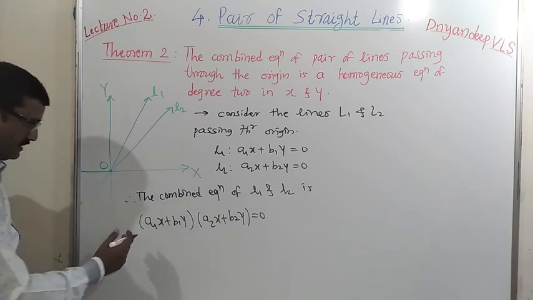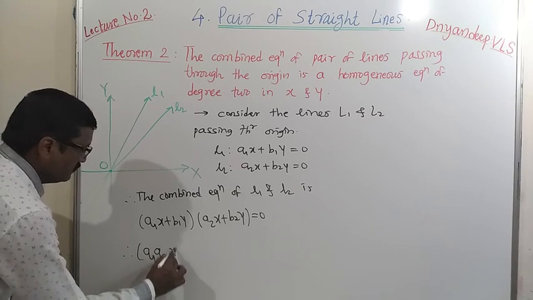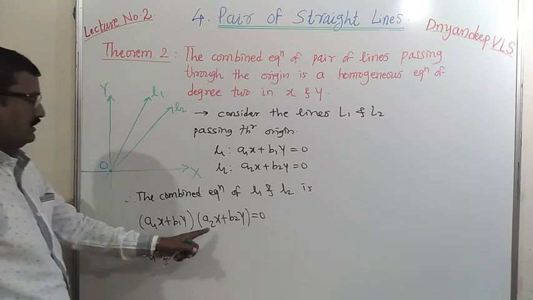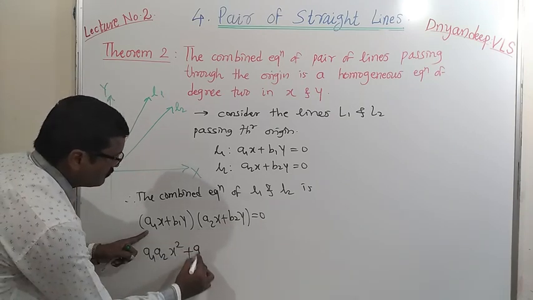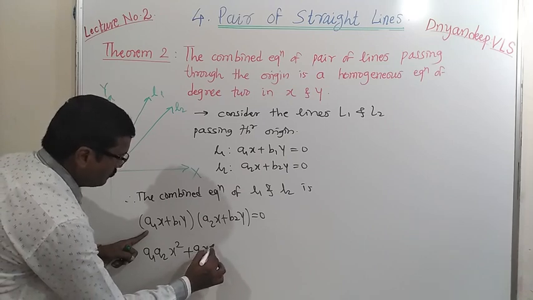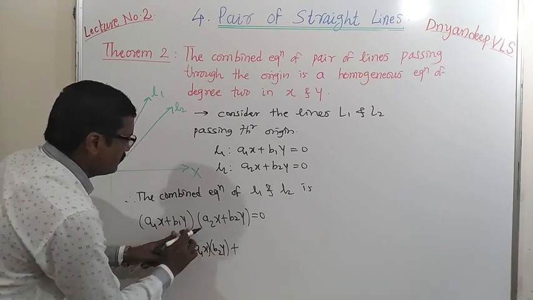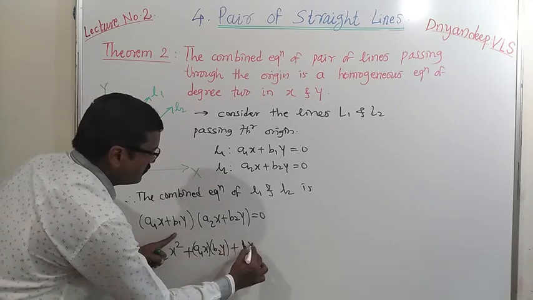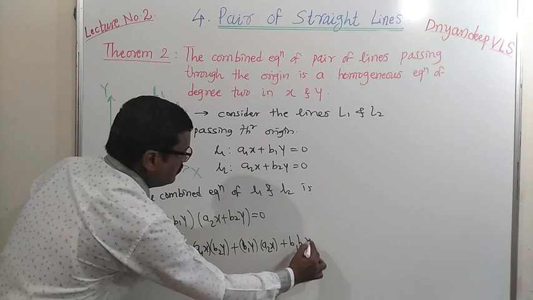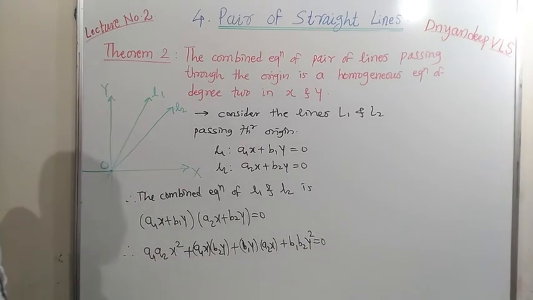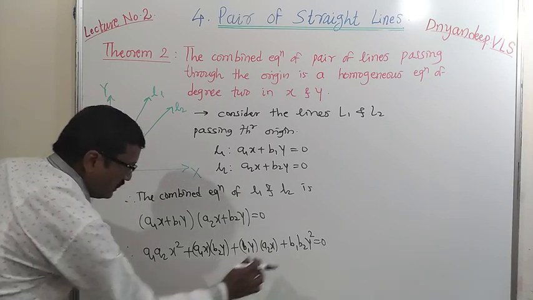Okay, that is the combined equation. Take the product here: a1 a2 x square, plus a1 x into b2 y, plus b1 y into a2 x, plus b1 b2 y square equal to 0. Here is a1 b2 xy, here is b1 a2 xy.